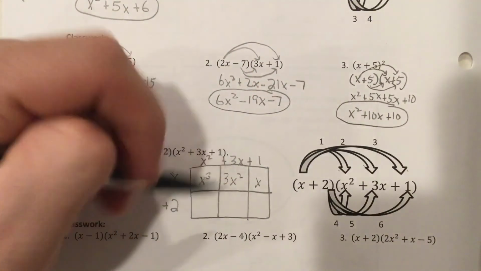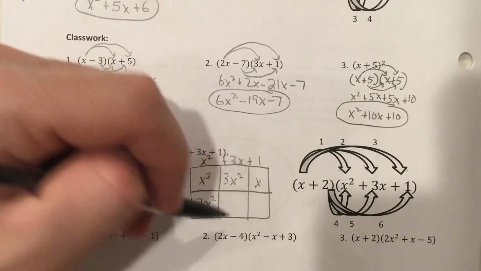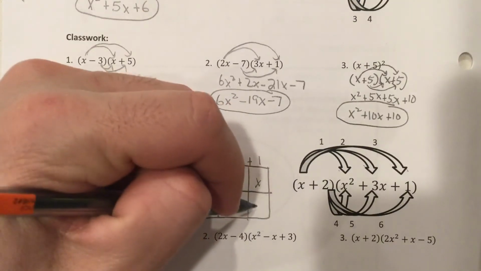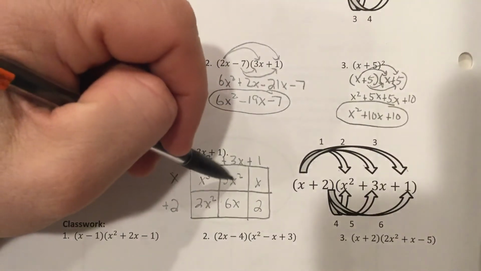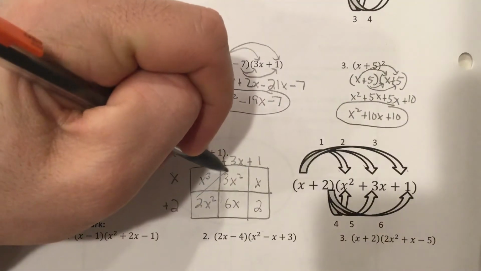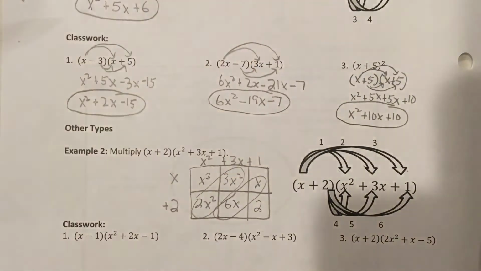2 tall by x squared wide, 2x squared. 2 tall by 3x wide would be 6x. And then 2 tall by 1 wide would be 2. Now the reason I like the area model is because I know I multiplied everything I needed to because all these boxes are filled in. Also, your diagonals should be like terms. If they're not, you got to double check your work.